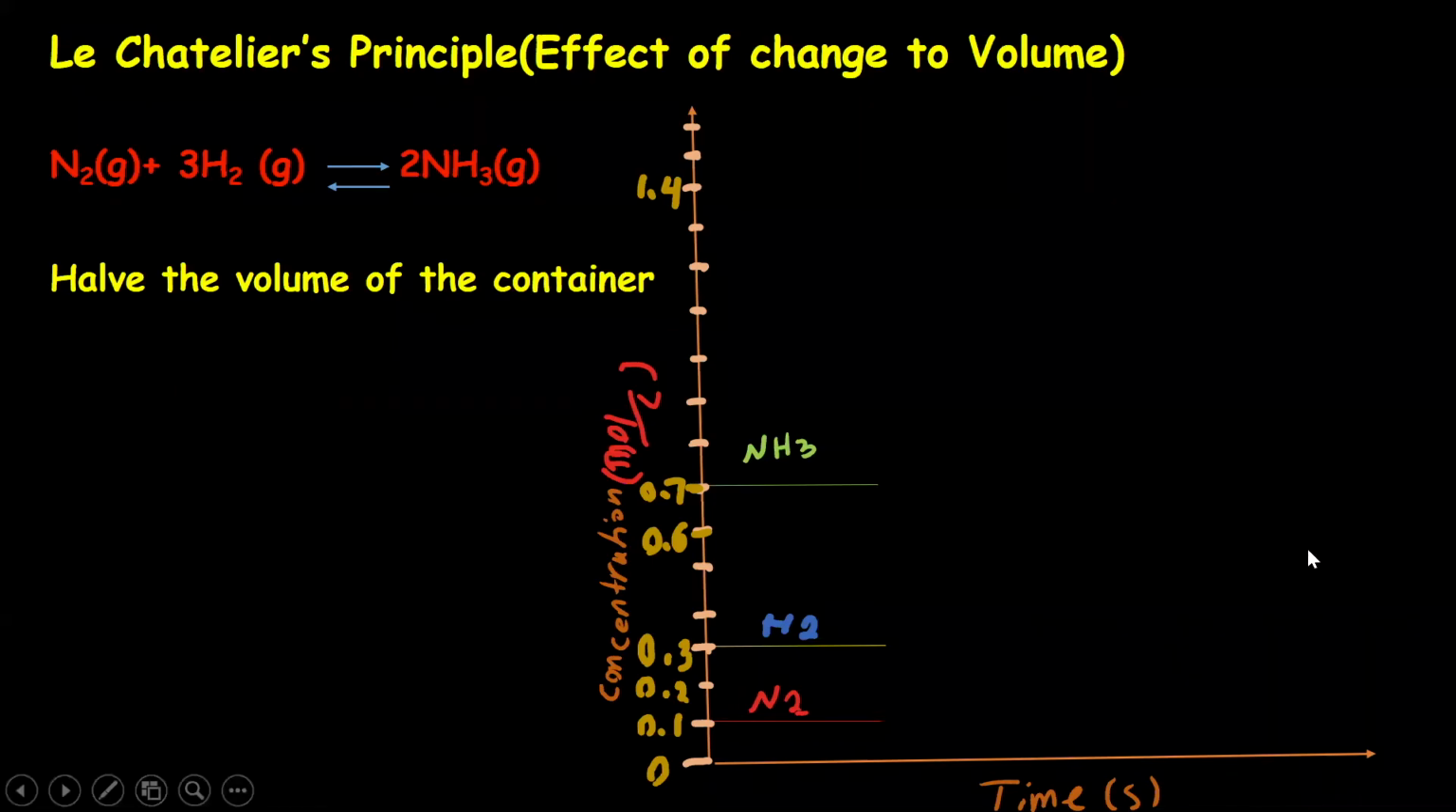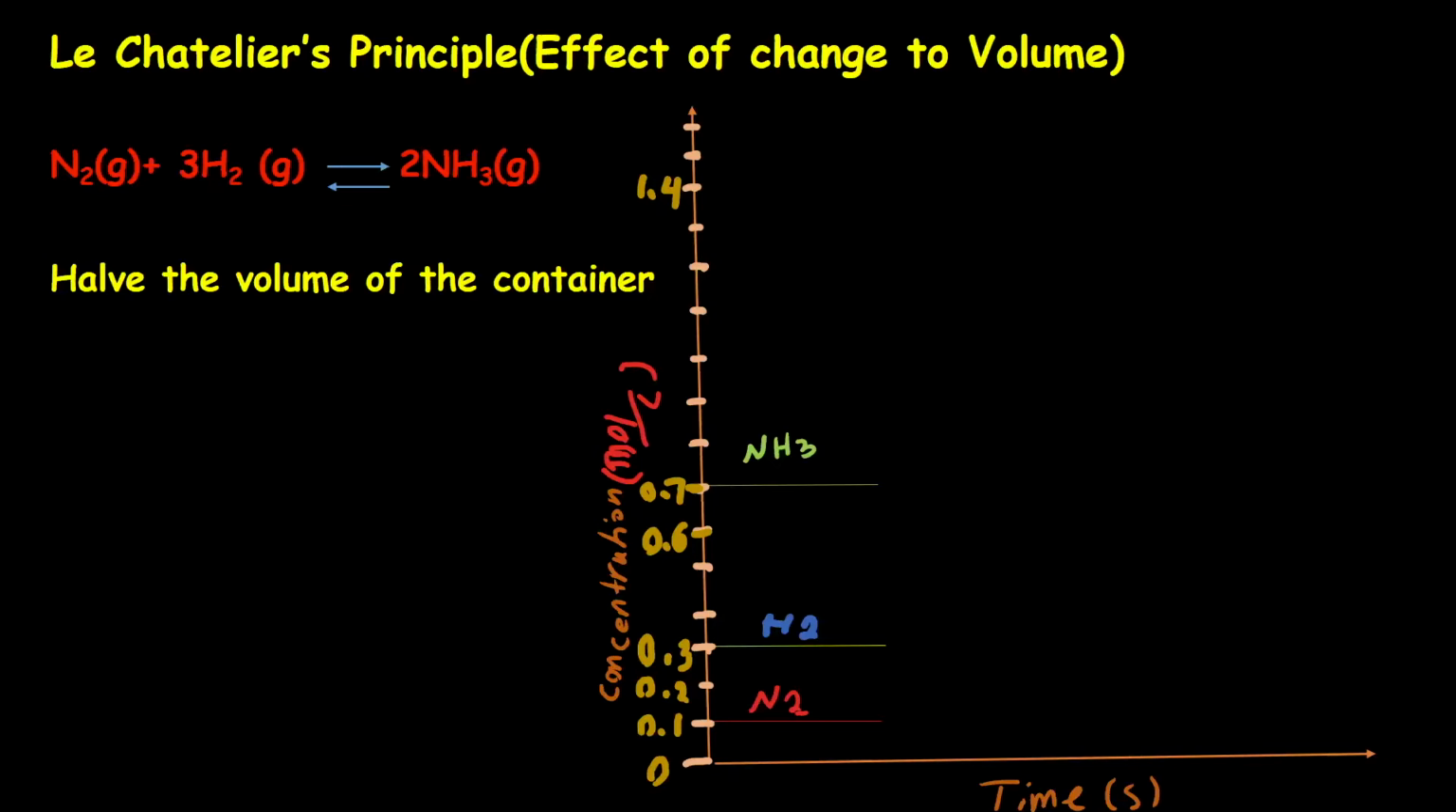Hello, in this video, we're going to learn about the effect of volume on a system at equilibrium using Le Chatelier's principle again. Firstly, I define Le Chatelier's principle. So we learned in the previous video, Le Chatelier's principle mentioned that if a system at equilibrium is subject to a change, the system behaves in such a way to minimize the effect of the change. Today, our example is change to the volume. Let's see what happens to our system.